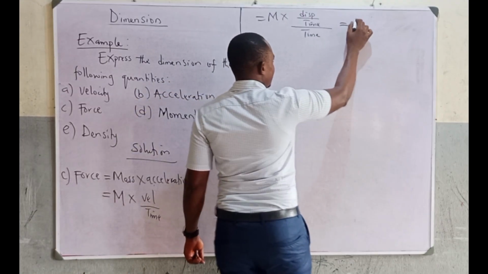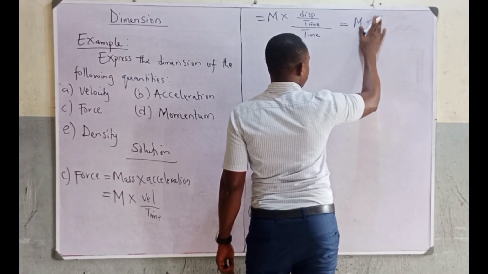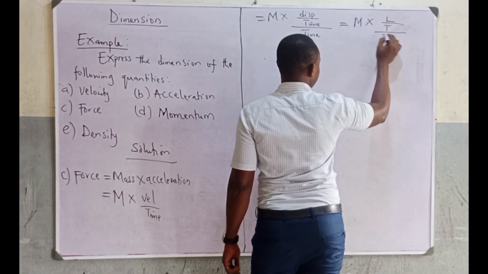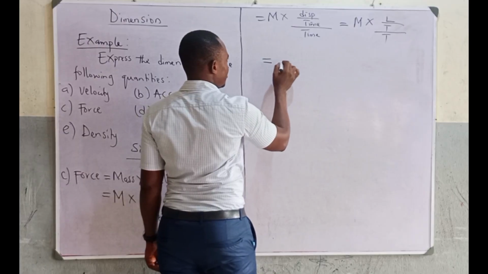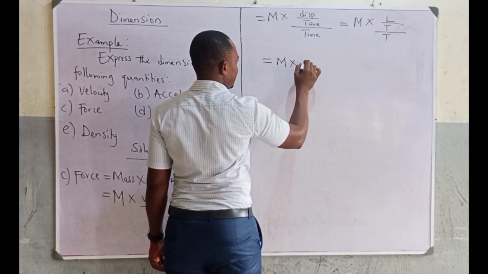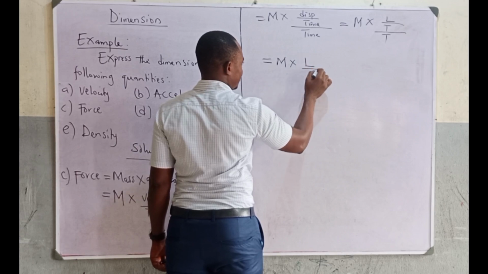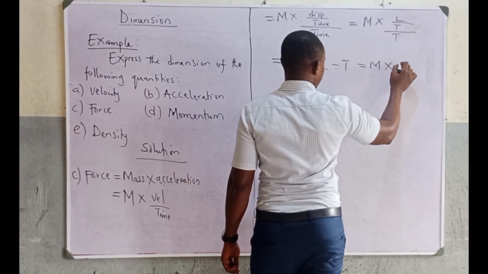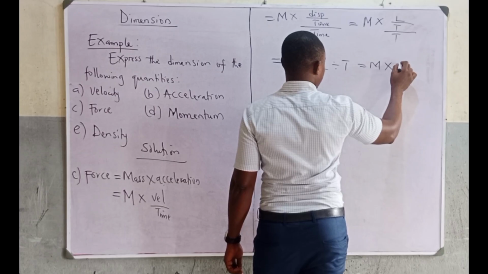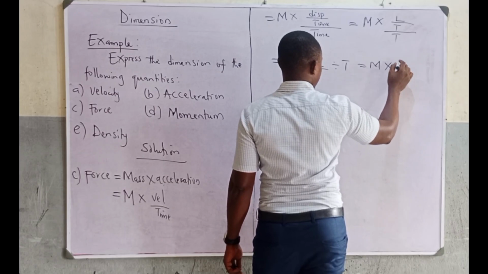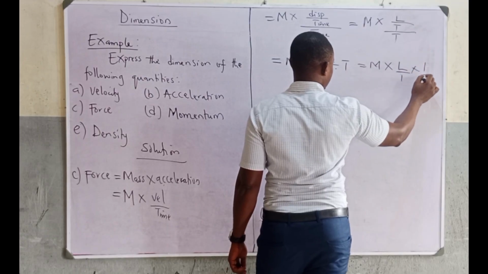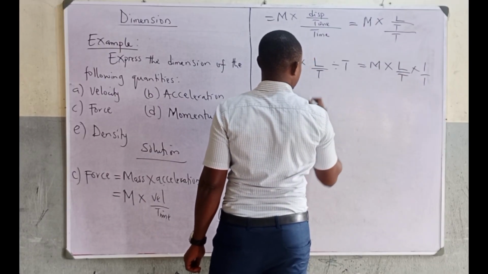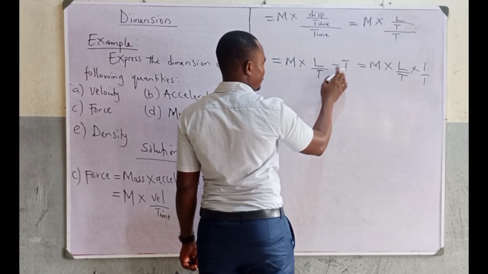Now this is M times displacement L over T, all over T. So this is now M times L over T divided by T, which equals M times L over 1 times 1 over T. M times 1 all over T divided by T.